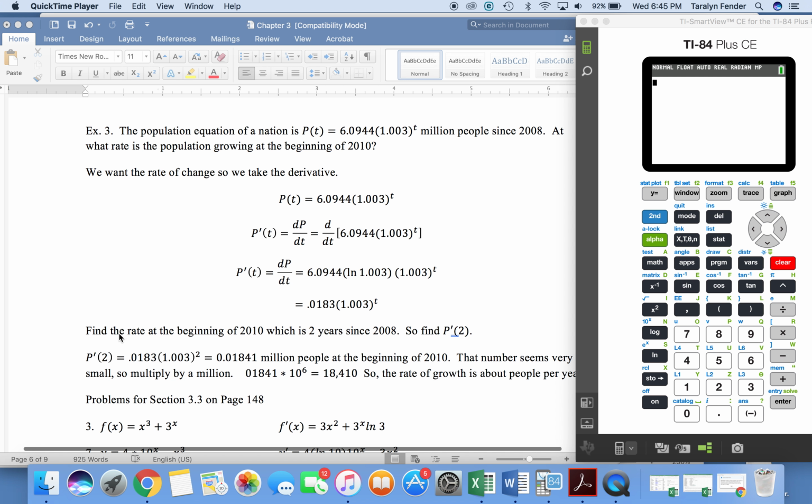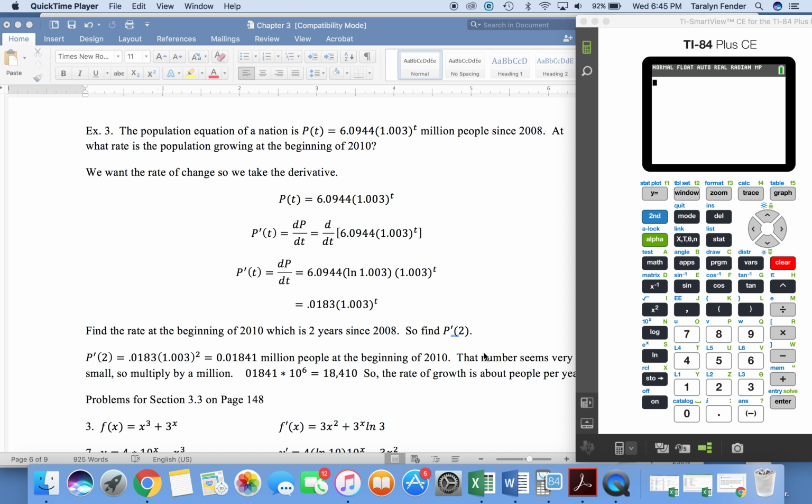So that means that to find the rate at the beginning of 2010, which is 2 years later than 2008, we're going to find the derivative of the population function at 2. And that's going to be 0.0183 times 1.003 raised to the second power, or 0.01841 million people at the beginning of 2010.